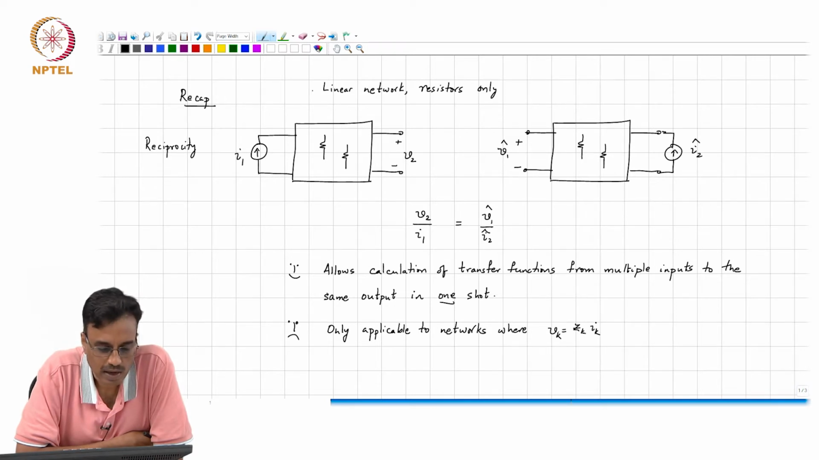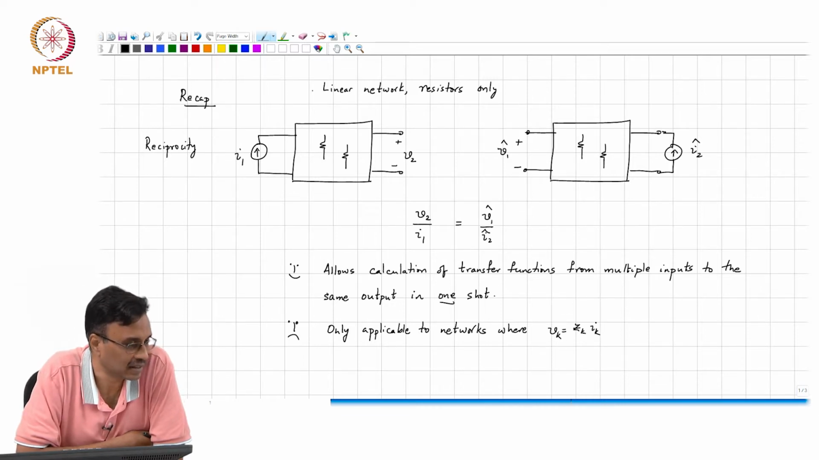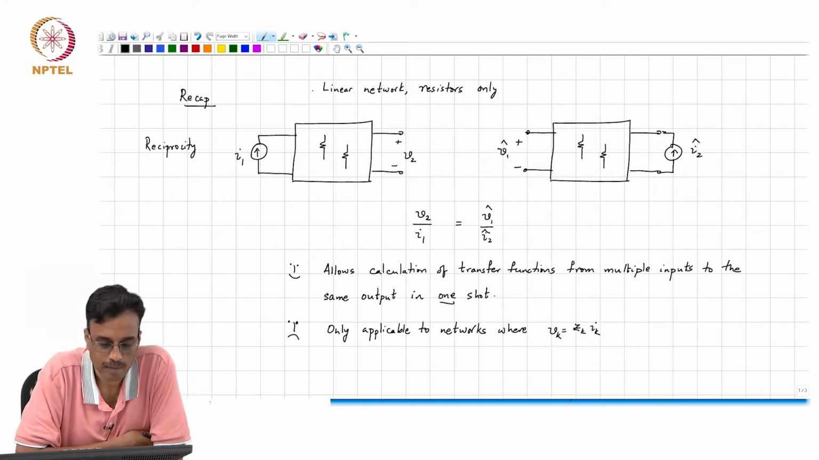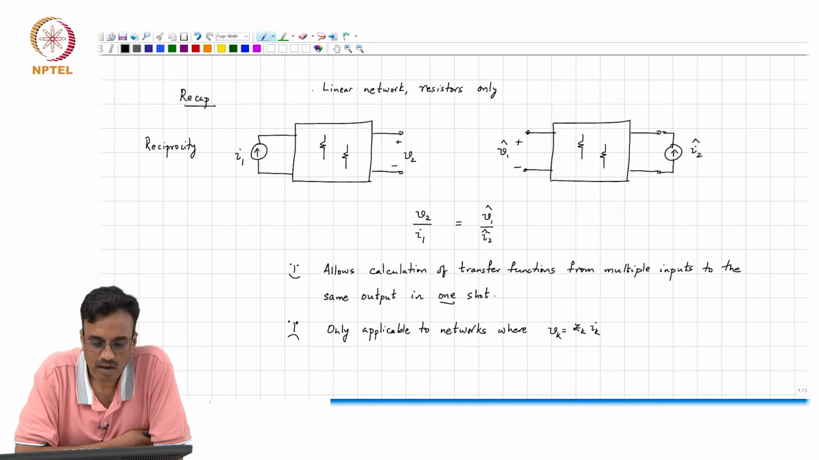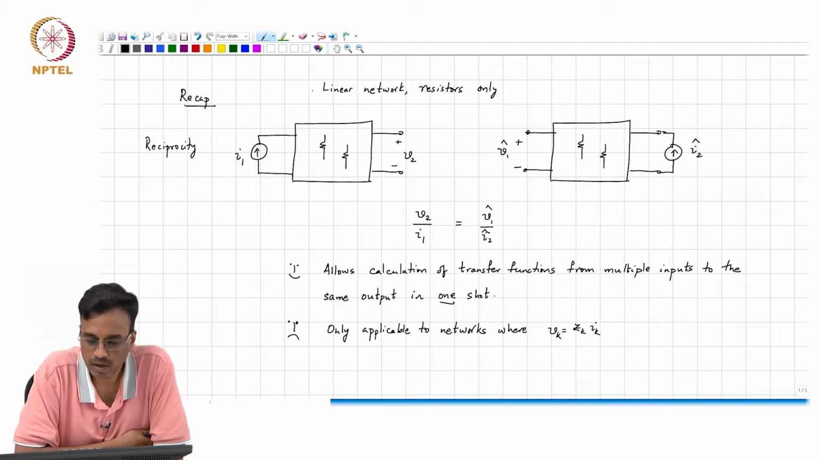We saw that if you had a network with only bilateral elements, namely things like resistors, inductors and capacitors, where you can relate either the instantaneous voltage and the instantaneous current by resistance, or the voltage phasor with the current phasor by an impedance, then you can interchange the location of the excitation and the response as illustrated in this picture.